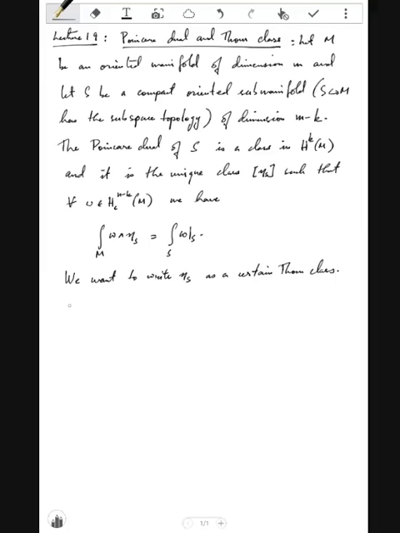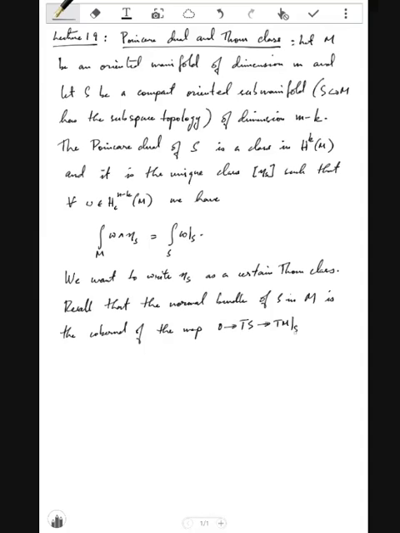So recall that the normal bundle of S in M is the cokernel of the map TS to TM restricted to S. It's denoted N_{S/M}. So it's an easy check that N_{S/M} is a vector bundle. So we can find the vector bundle such that the above is a short exact sequence of vector bundles.